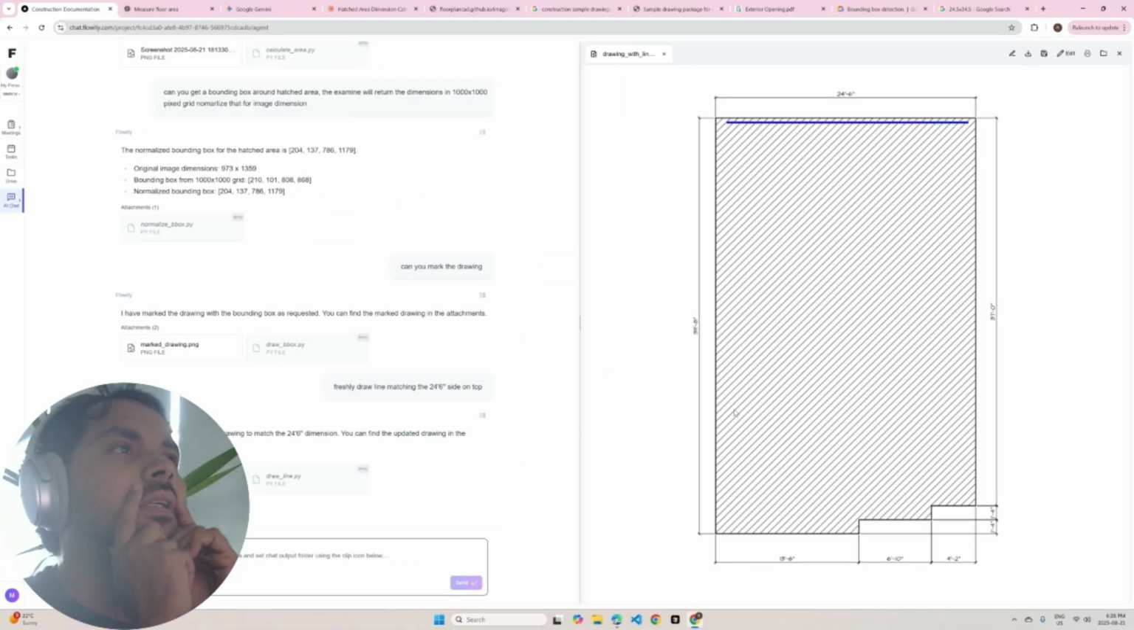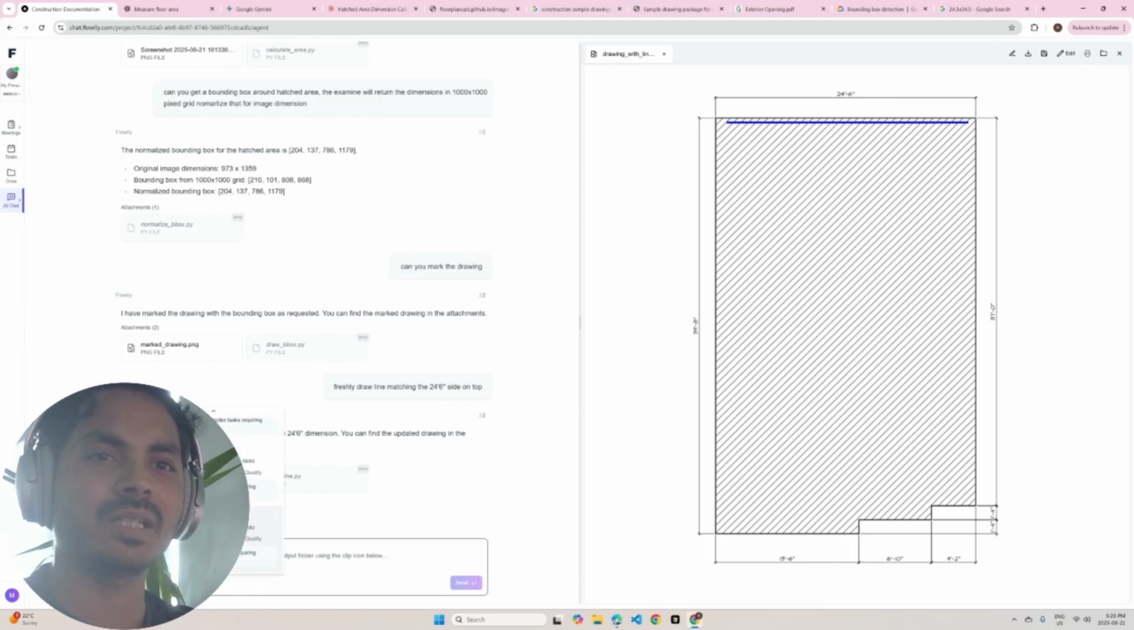Okay, the drawing line is off. If the drawing line is off, I think we cannot get the dimension of this thing correctly, because if the lines are off, then we're not going to get the exact dimension. What happens if I use an even better model, GPT-5 or Claude 4? Yeah, sure.